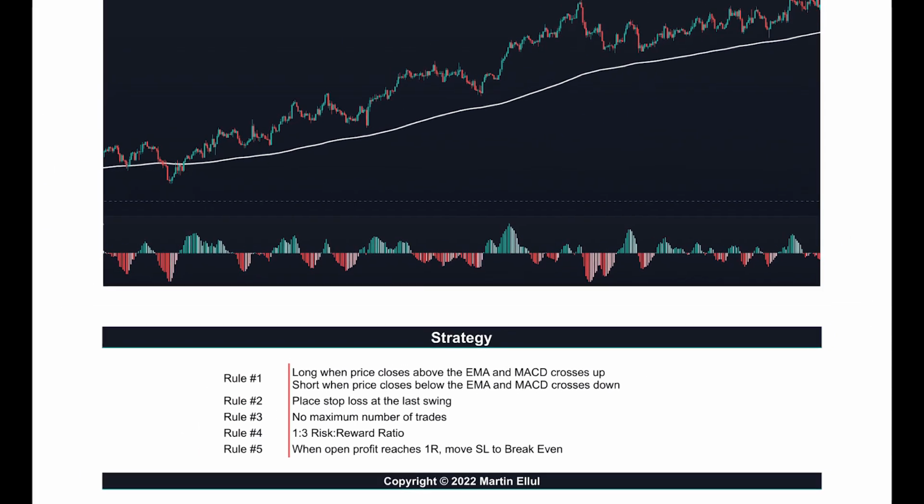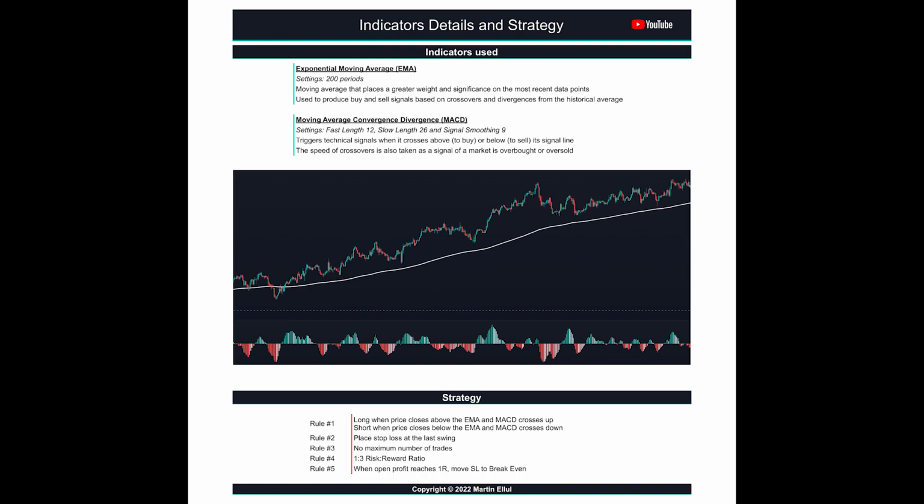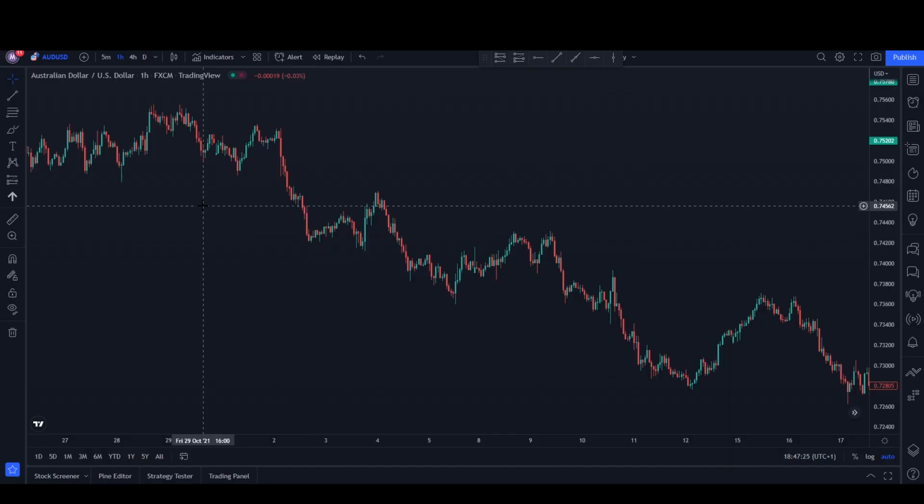So let's get on the charts now so I can show you a few trades and then we'll dive straight into the backtest. All right guys, so here we are on the charts, AUD USD on the 1 hour time frame. We'll go ahead and add the indicators.